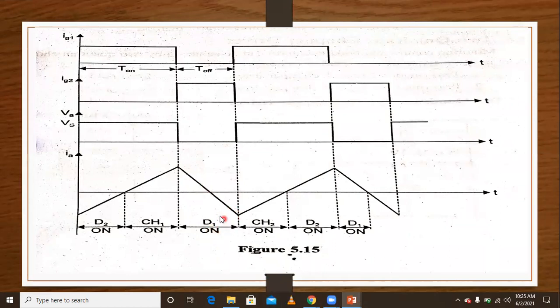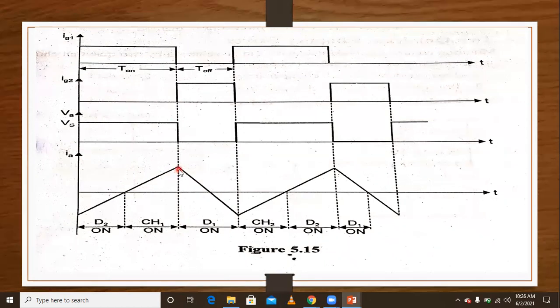When diode D1 is turned on, in this region chopper CH1 is turned on. So the armature current increases like this, and decreases like this, when chopper CH1 is turned on and diode D1 is turned on. Here the armature current is only positive, not negative. So it is positive, and the armature current is increasing when chopper CH1 is turned on.